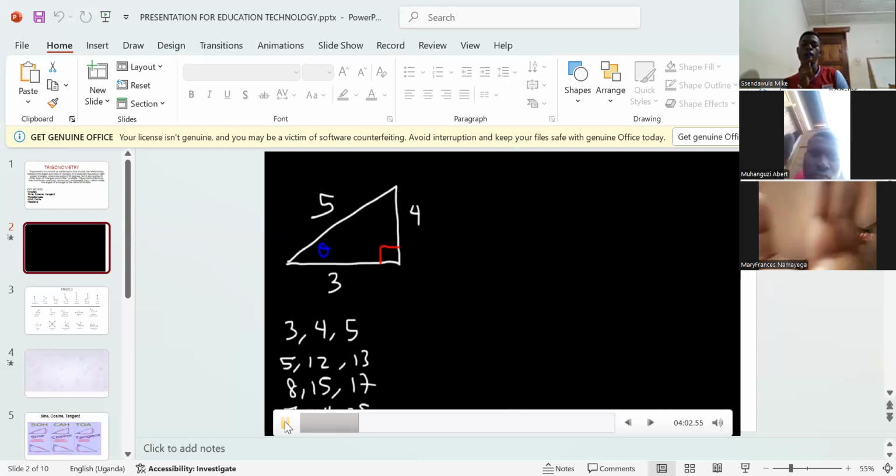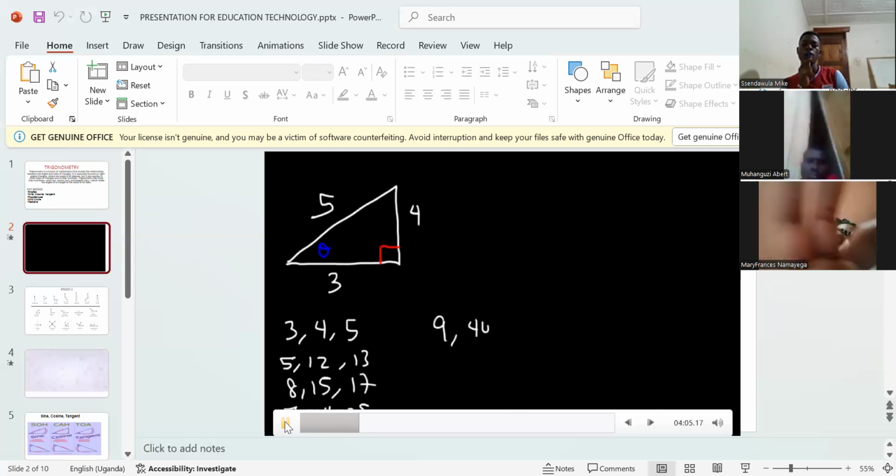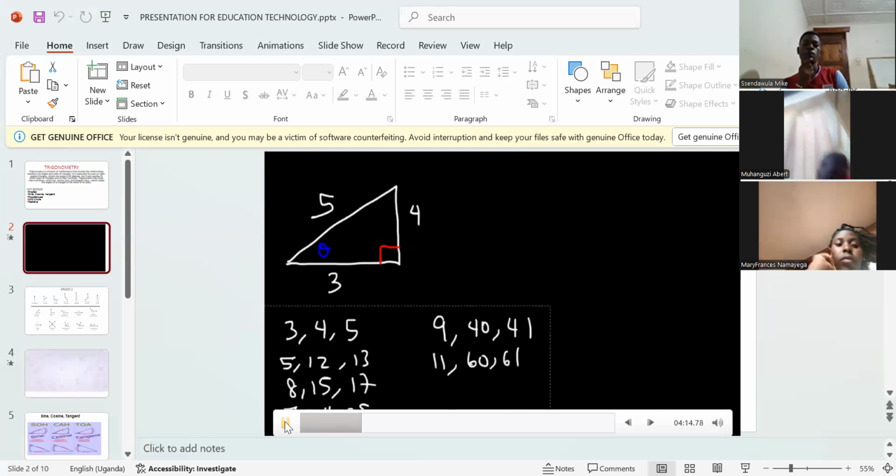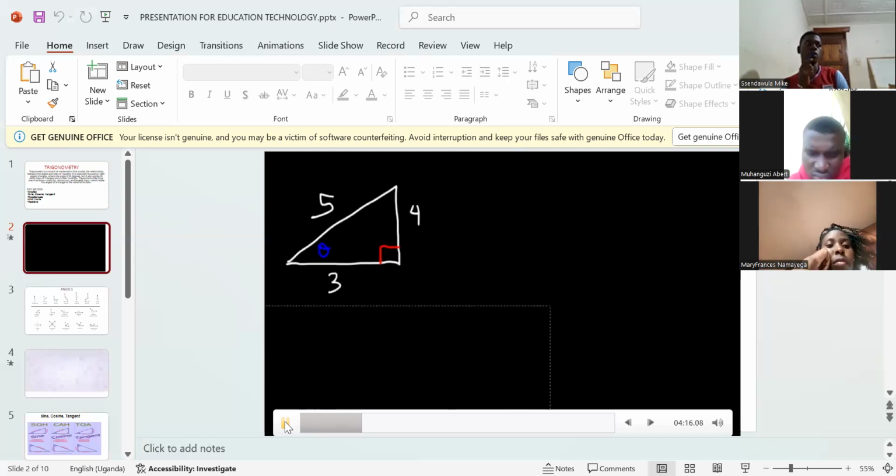Now some other numbers that are less common but you might see are the 9, 40, 41 triangle and the 11, 60, 61. So if you see some of these numbers, you can find the missing side quickly if you know them. So now let's finish this problem.